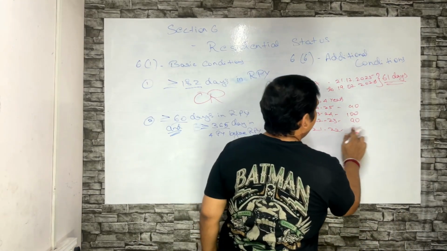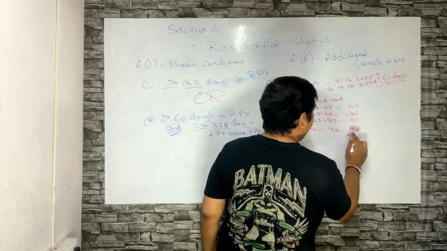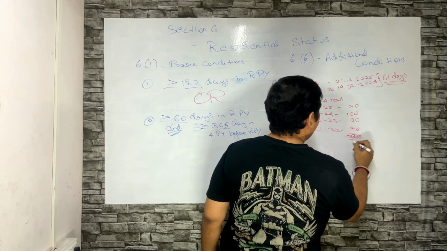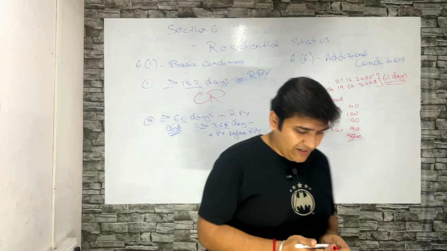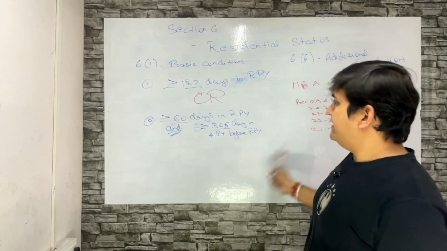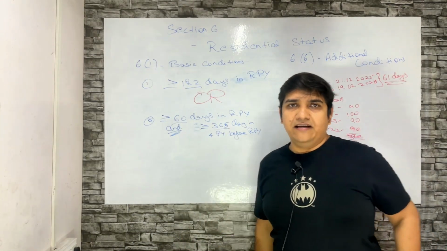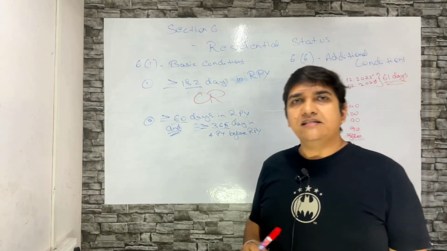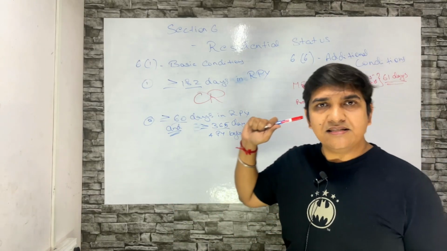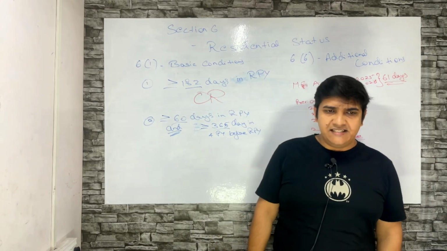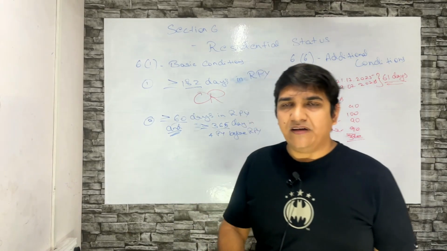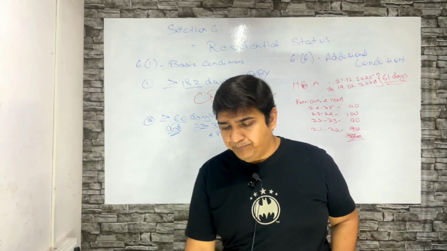Assuming instead of 70, this is again 90. So this becomes 370. Then is the condition satisfied? Yes, it is satisfied. Why? Because 370 is more than 365 days. So in the 4 previous years, he has stayed for more than 365 days, and in the current previous year, he stayed for more than 60 days. Then the second condition is satisfied, so they become resident.